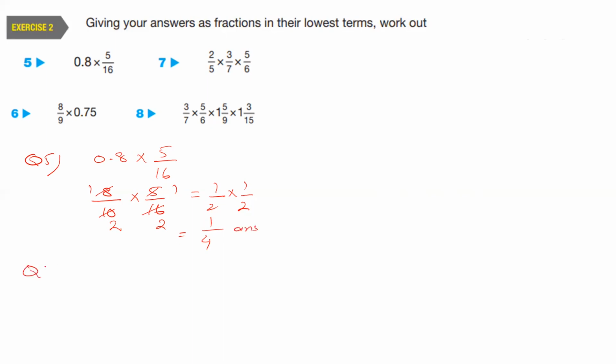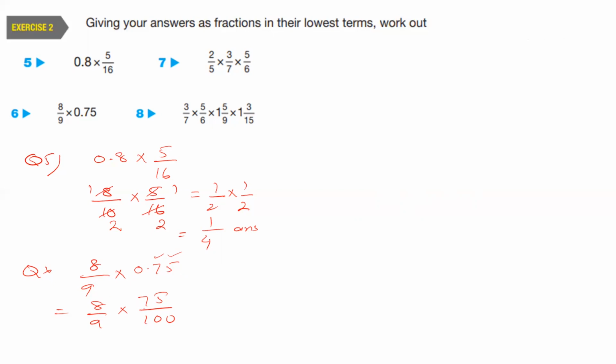Now we come up to question number 6. Here, 8 upon 9 times 0.75. This one has 2 non-zero digits after the decimal. So we can convert it into 75 upon 100, because there were 2 non-zero digits after the decimal. So we put 2 zeros in the denominator along with 1 and we remove the decimal from here.